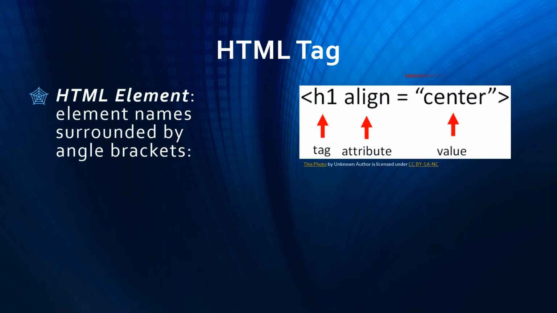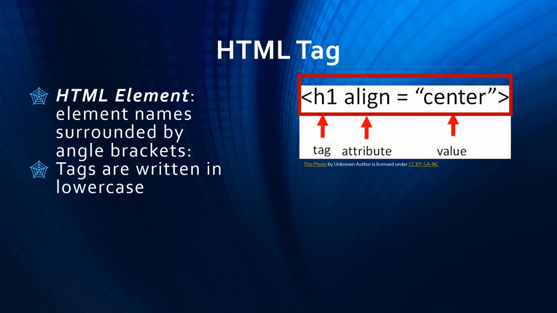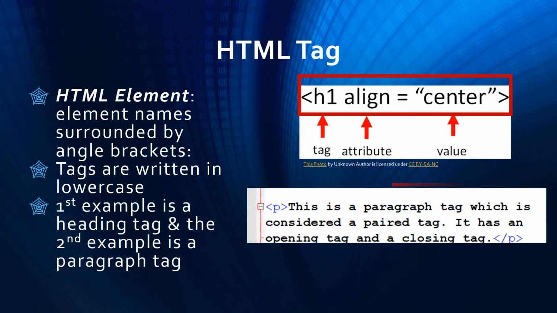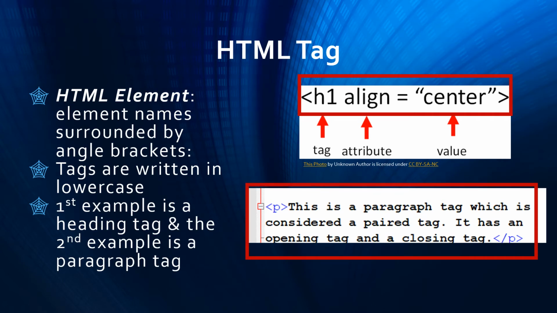Looking at the HTML element, again, it's an element that is surrounded by angle brackets. So the element, again, in this one is the H1. The elements are written in lowercase. If you look at the first example, we have the H1 element, and in the second example, we have the paragraph element.